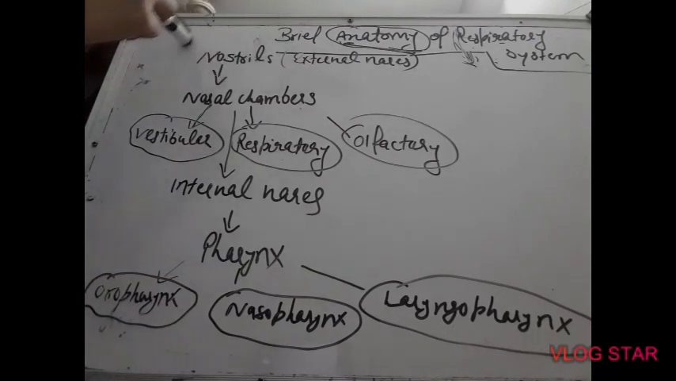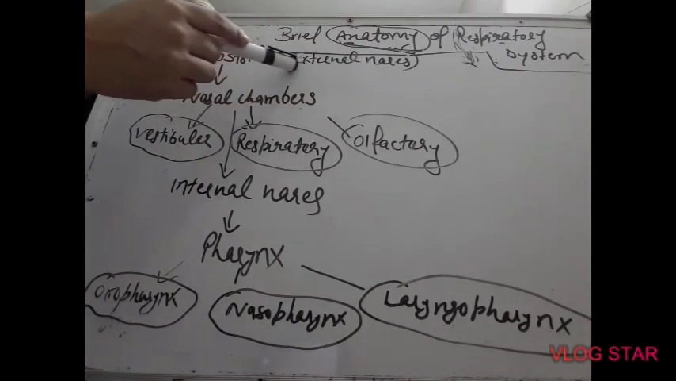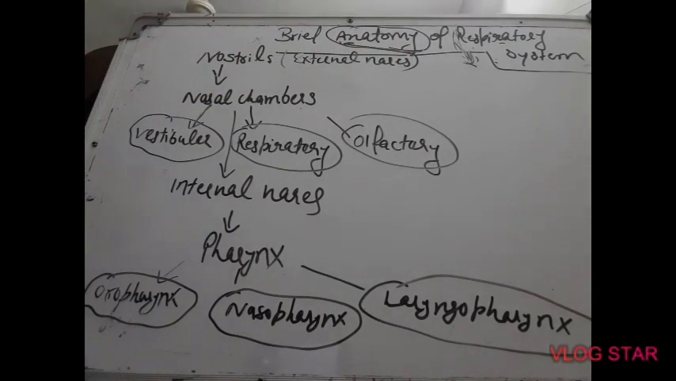The first is nostrils. What are nostrils? The openings of the nose. These are two openings. The two pores of the nose are known as nostrils, and these nostrils are also known as external nares.